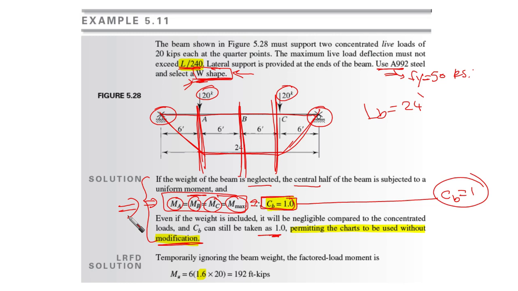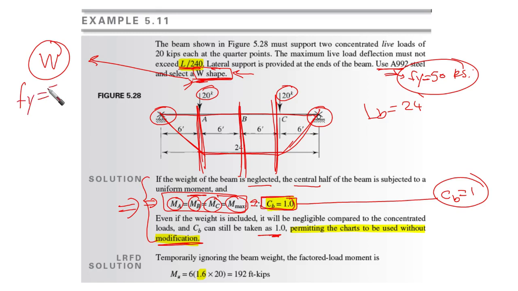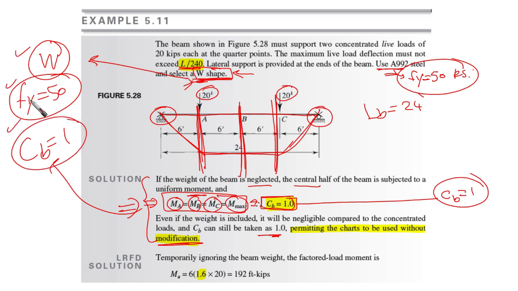We need to be sure that we can use the charts. First, we have a wide flange. Next, we have Fy equal to 50 ksi. Third, we have Cb equal to 1. These are the prerequisites for using the charts. Then we proceed to the next step, which starts with the LRFD solution.